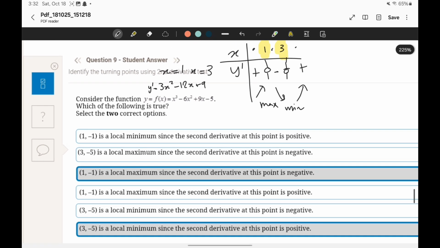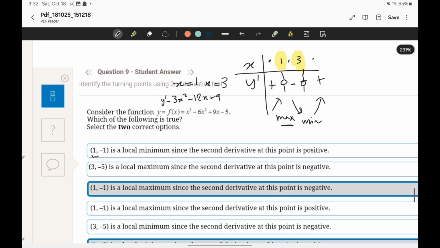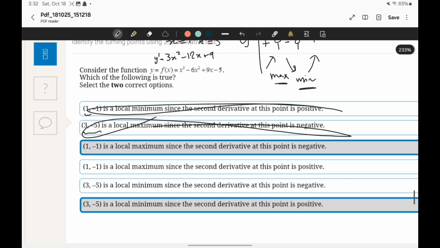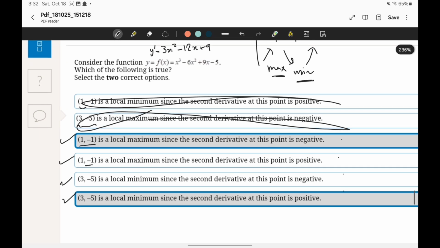Okay, so now let's see. The options say 1, so when x is 1, we said it's a maximum, so local minimum, that means this is wrong. 3 is a local maximum, we said that 3 is a minimum, so this is also wrong. Okay, this one, we said 1 is a maximum, so this so far could be correct. And 1 is a maximum, this could also be correct. 3 is a minimum, this could be correct. 3 is a minimum, this could be correct. So how do we know which one of these 4 do we choose?